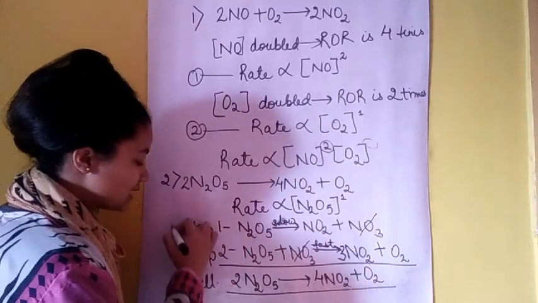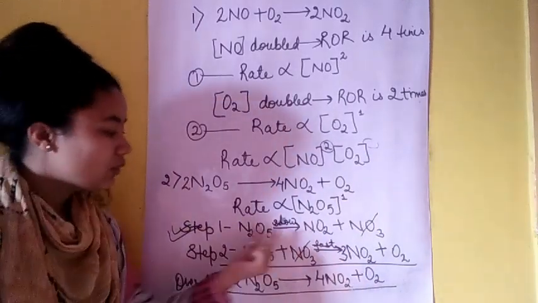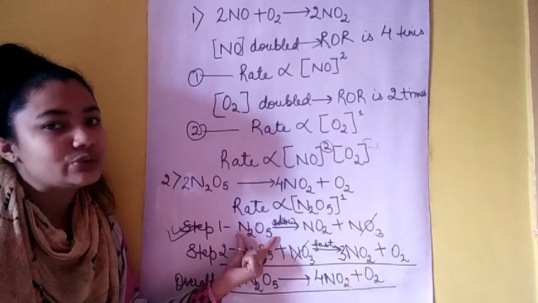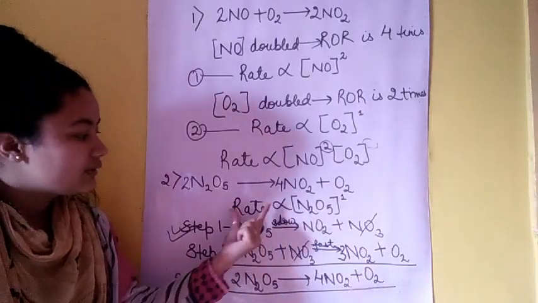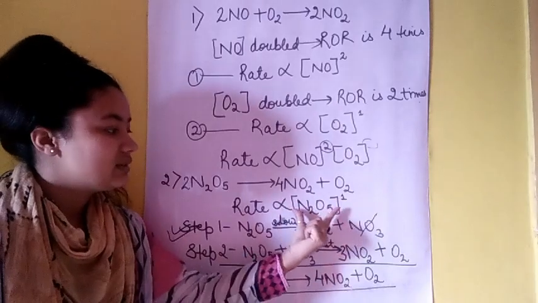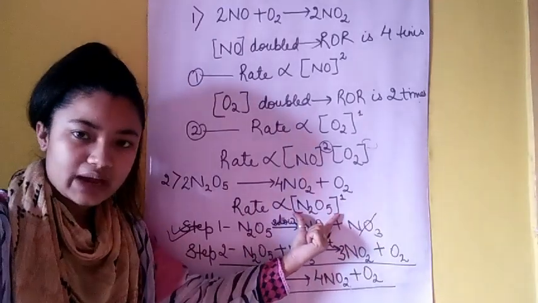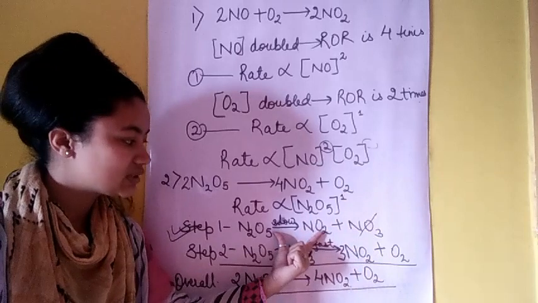Now as we see in the slowest step, only one molecule of N2O5 is taking part in the reaction, right? So the rate of the reaction depends on the concentration of N2O5. Which is the slowest step?